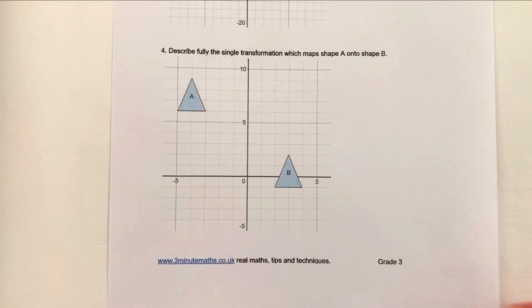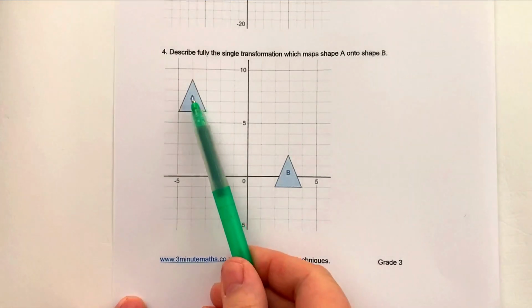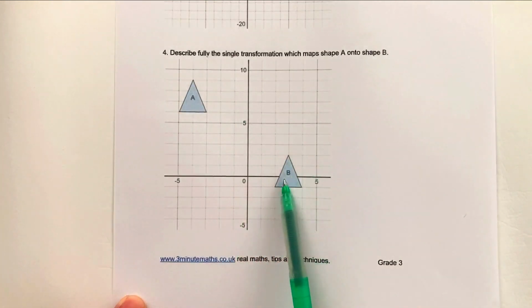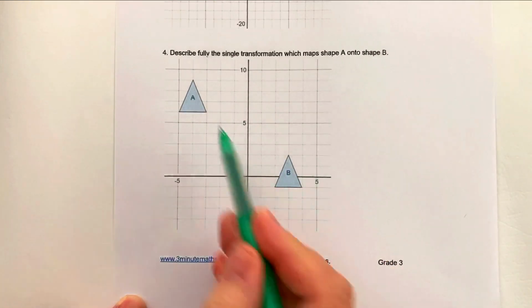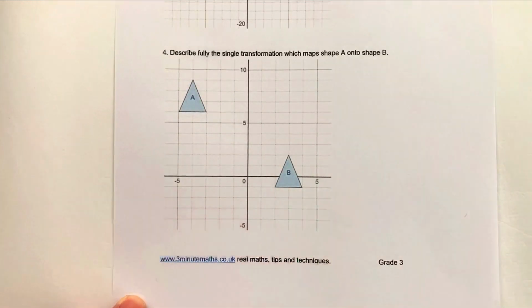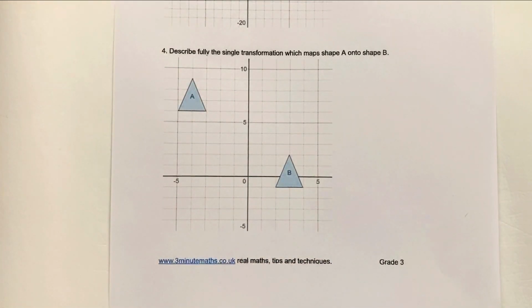With question number 4, describe the single transformation. The thing about this is that I do sometimes get students saying, well, it's a rotation. Well, if it was a rotation, what it would mean is that this triangle would go upside down. It would actually be the other way round, where the top point here would be at the bottom there. So in this particular case, again, it's a vector. It must be a vector move.